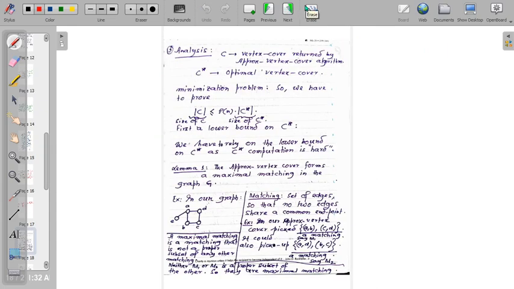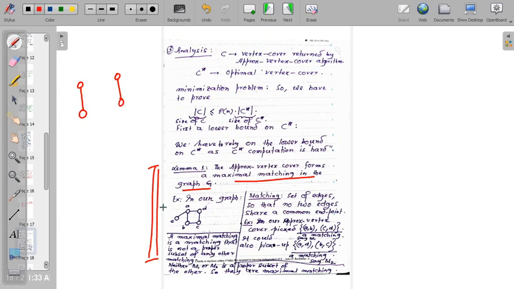Now the analysis. The analysis relies on this lemma. This lemma tells us that the approx vertex cover forms a maximal matching in the graph G. Whenever we run approx vertex cover on the graph, we have seen that it takes this edge with these two vertices, and then this edge with these two vertices.